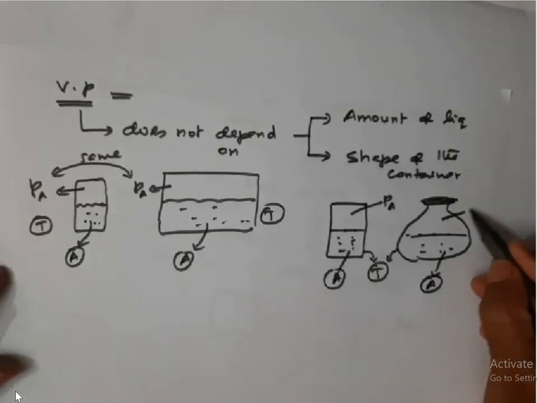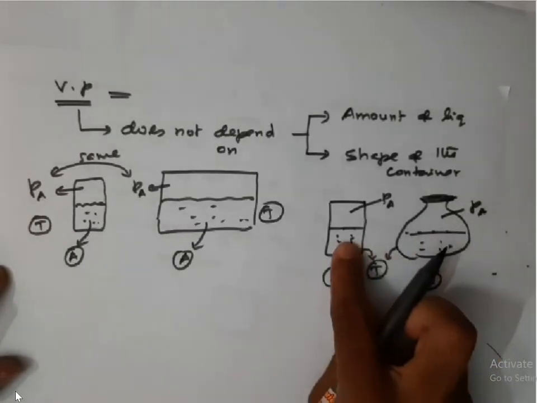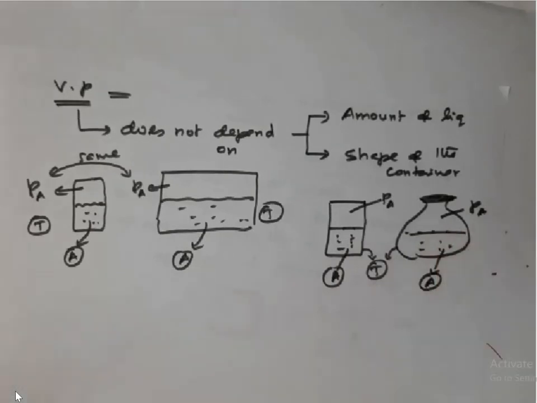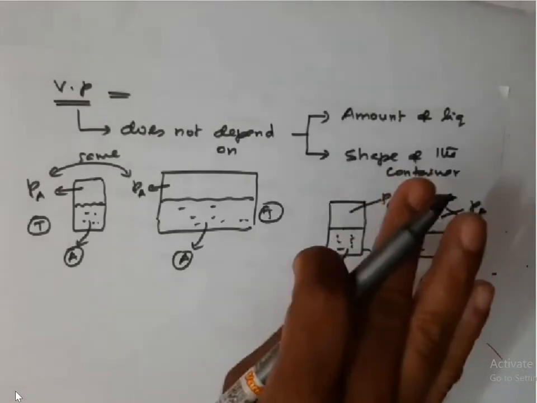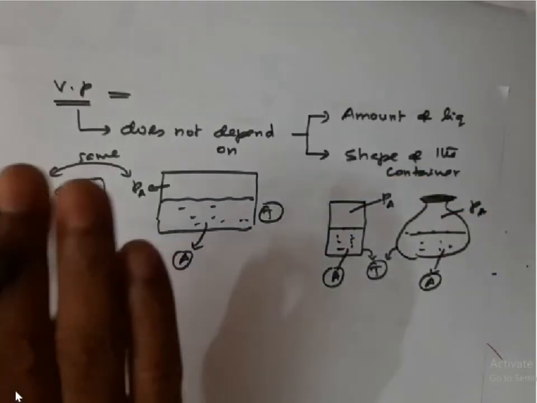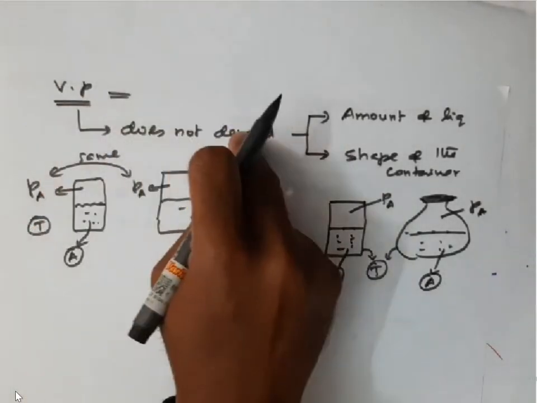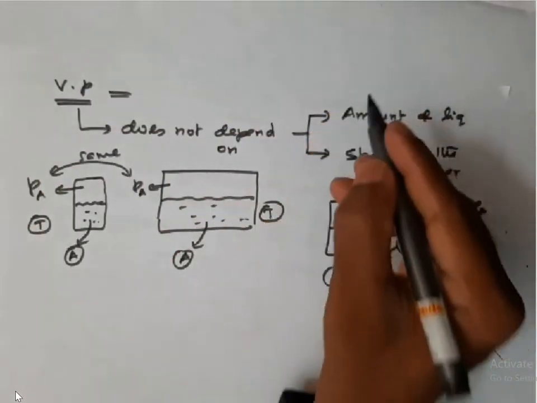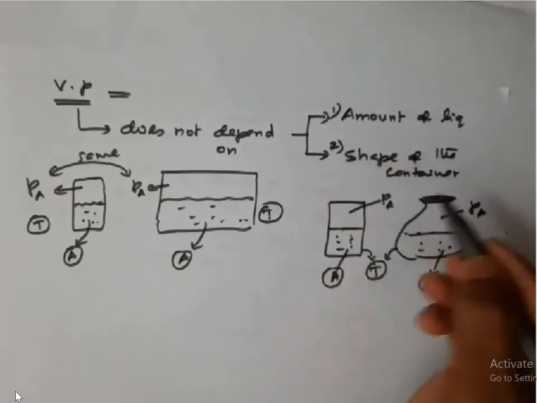Then if you measure the pressure of liquid A in this container or in this container, the pressures are the same. I have the same amount of liquid, same temperature. Only the shape of the container is different. If you measure, the vapor pressures are the same. It does not depend on the shape of the container. So keep this point in mind. Vapor pressure does not depend on, number one, amount of liquid, number two, shape of the container.